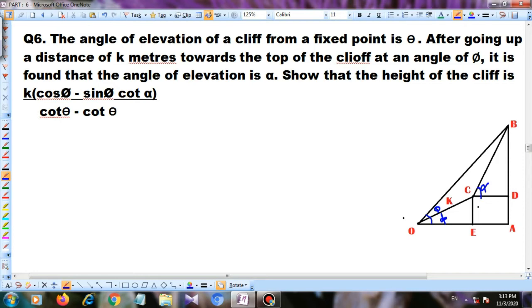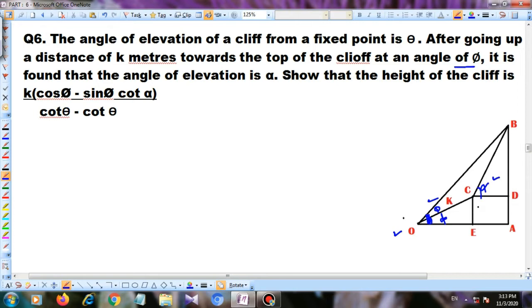The angle of elevation of a cliff from a fixed point is theta. Suppose the fixed point is at O and the elevation of the cliff is theta. This angle is theta, right? This is given. After going up a distance of k meters towards the top of the cliff at the inclination of angle phi, the angle of elevation of the cliff will become alpha.